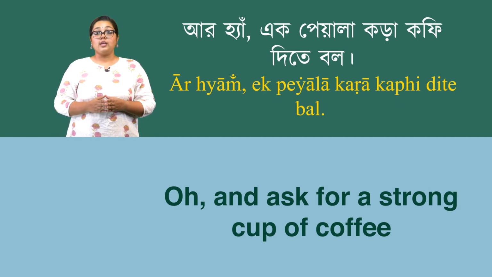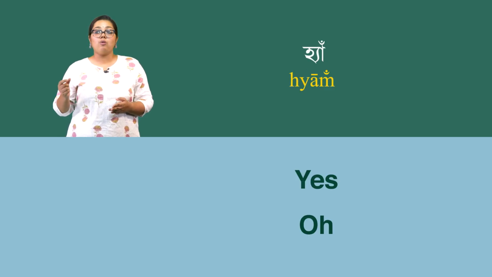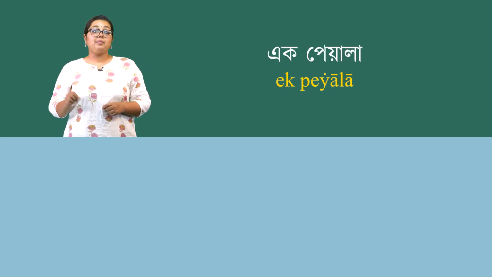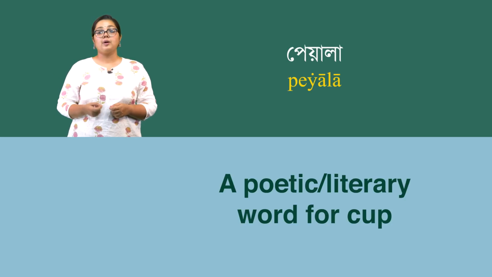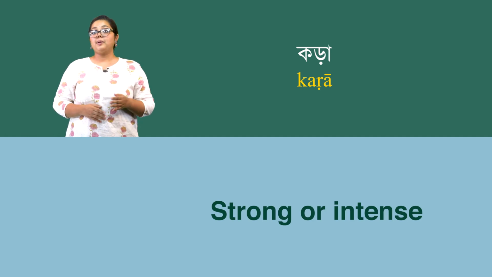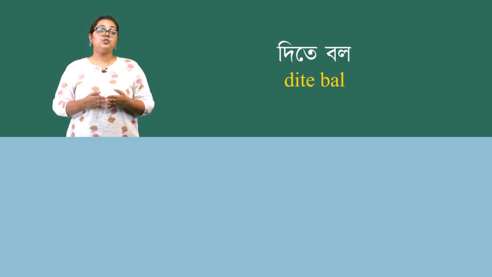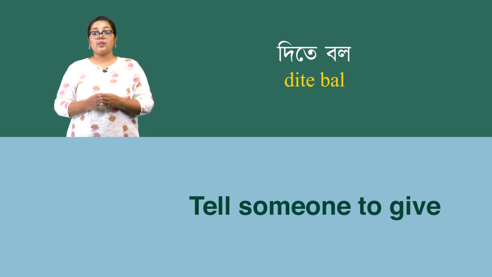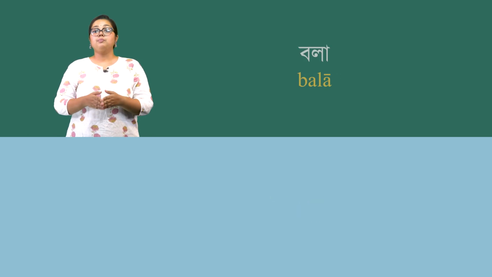Then she continues with, আর হ্যাঁ, এক পেয়ালা কড়া কফি দিতে বল। Here আর means and, হ্যাঁ means yes. Here it works like oh in English, calling attention. Ek pyala means one cup, where ek means one and pyala is a poetic or literary word for a cup. Kora means strong or intense, especially when referring to tea or coffee. Coffee is a borrowed word and dite bol literally means tell someone to give, a command in familiar tone. It comes from deva, to give, and bola, to tell. So altogether the phrase means ask them to bring a strong cup of coffee.